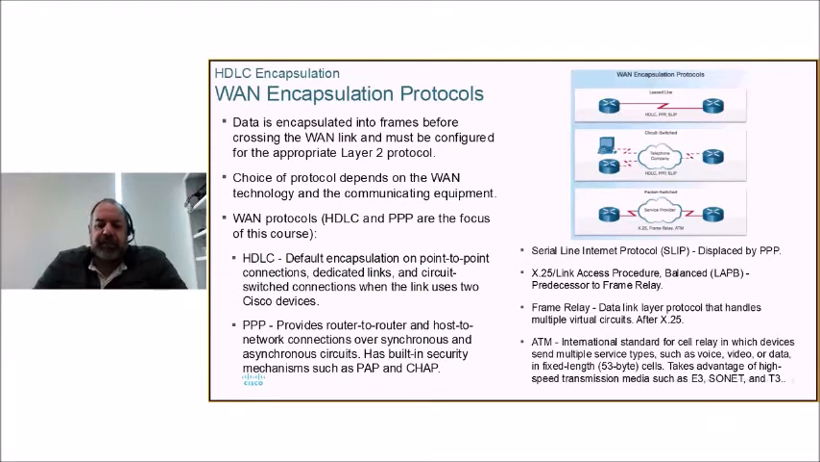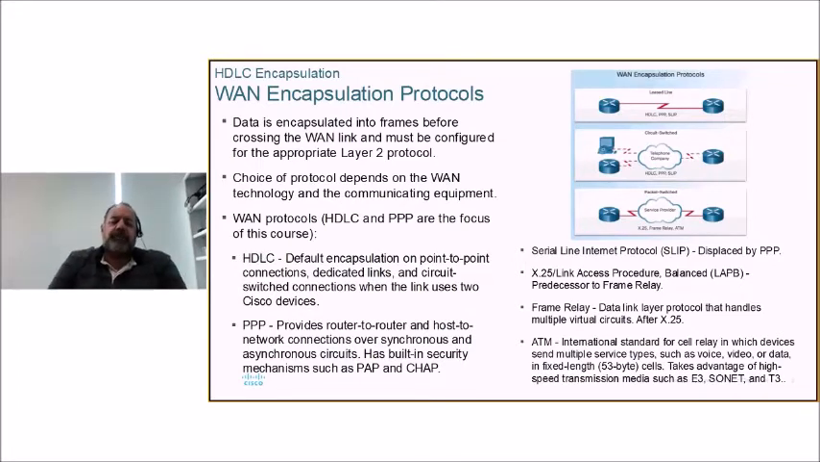And then there's ATM, which is asynchronous transfer mode. It's an international standard for cell relay as opposed to frames, cells, in which devices send multiple service types such as voice, video, and data in fixed length 53-byte cells. It takes advantage of high-speed transmission media such as E3, SONET, and T3, and also ASICs, or application-specific integrated circuits. And so all of the switching could be done in hardware, no software intervention required.